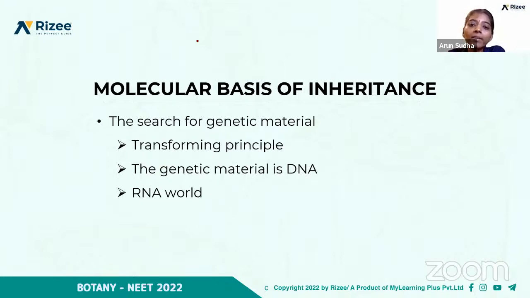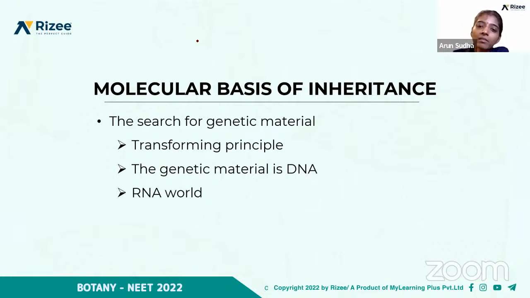So today we will focus on the search for the genetic material. That is, the experiments that were done to prove that DNA was the genetic material, right? That is the transforming principle, what is the transforming principle? And the genetic material was DNA. And also we'll focus on the RNA world, that is, what is the role of RNA, okay?